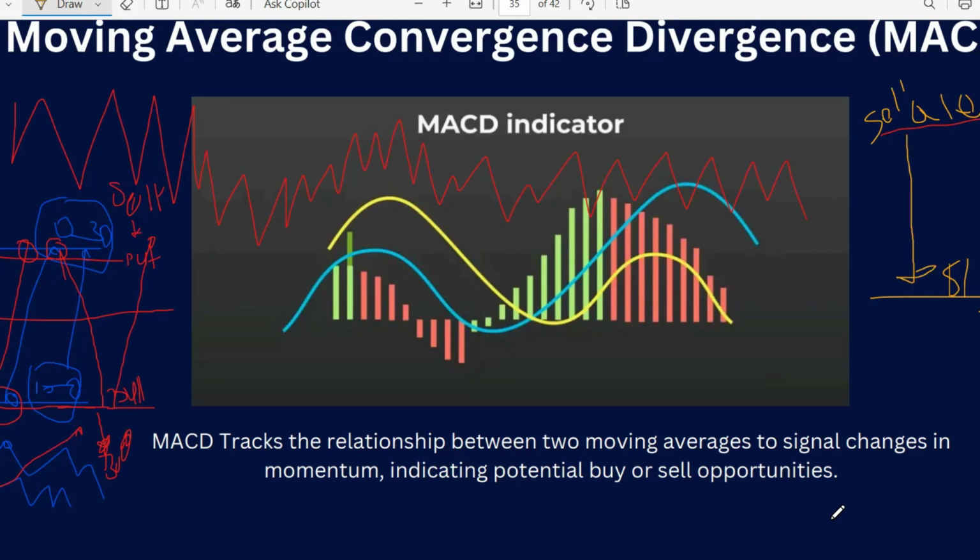So when you see the RSI is above 70, it means it's overbought. When it's below 30, it's oversold. So once you see it above 70, it means it's gonna come down. If it's below 30, it's oversold.